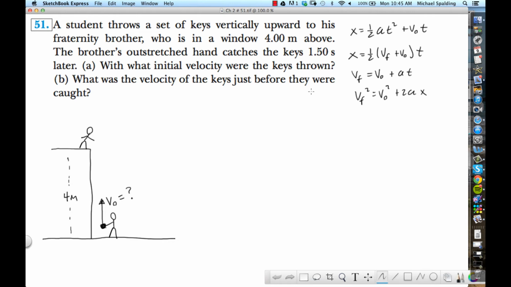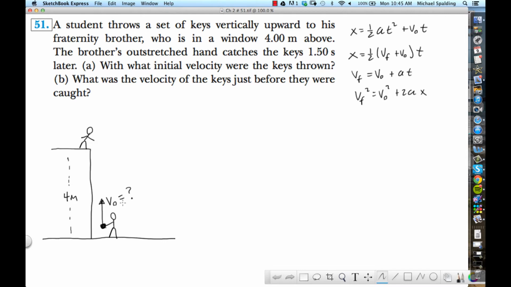All right, so number 51. We have a student who throws a set of keys vertically upward to his fraternity brother who's in a window 4 meters above. The brother's outstretched hand catches the keys 1.5 seconds later. So here's my diagram. We've got this guy down here, and he throws this set of keys, this object, straight up to this guy standing 4 meters above him.